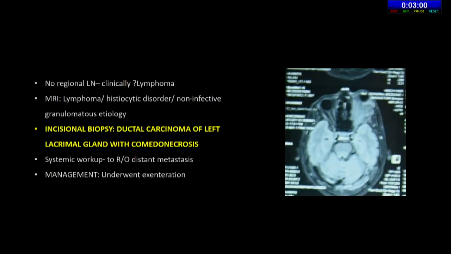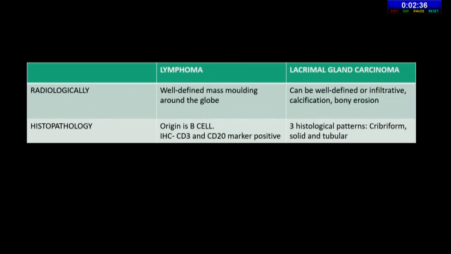Clinically, it was looking like a lymphoma, and MRI also said lymphoma or histiocytic or non-infective granulomatous disorder, but incisional biopsy came out as a ductal carcinoma of the lacrimal gland. These lacrimal gland carcinomas have very high morbidity and mortality. We have to first do a systemic workup to rule out distant metastasis. And this patient, since she had a very large tumor, underwent exenteration.